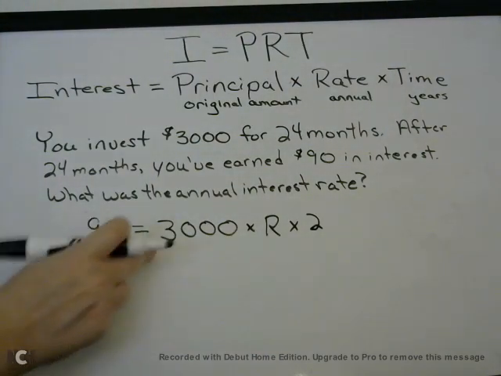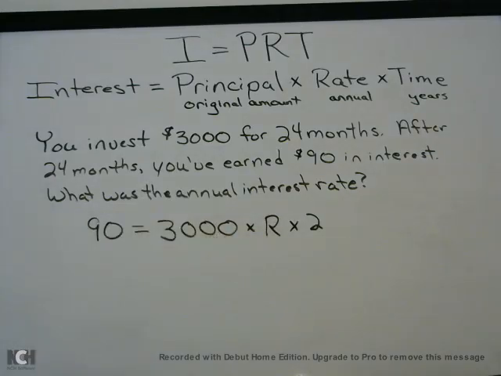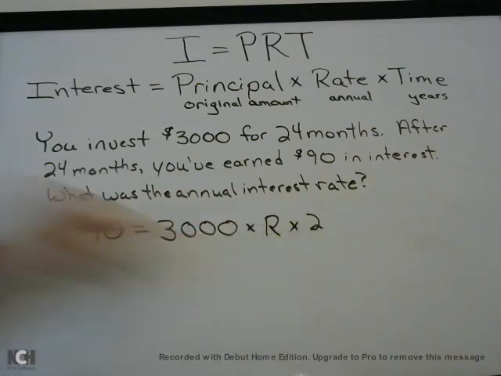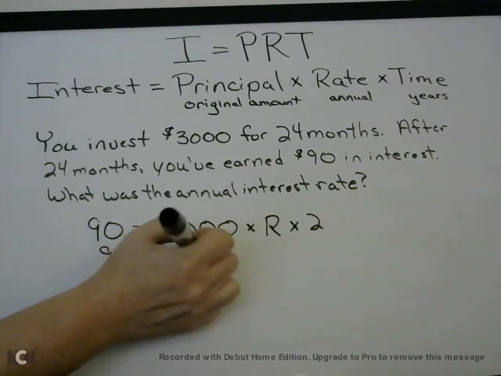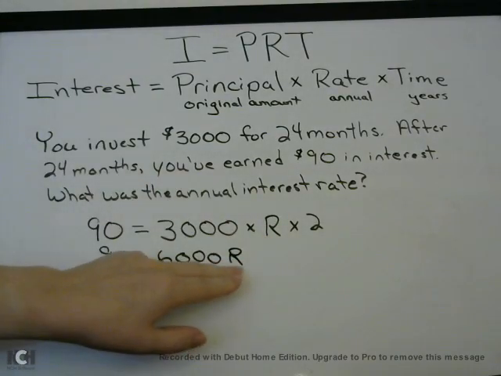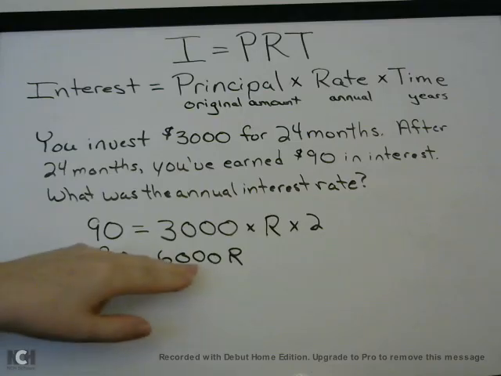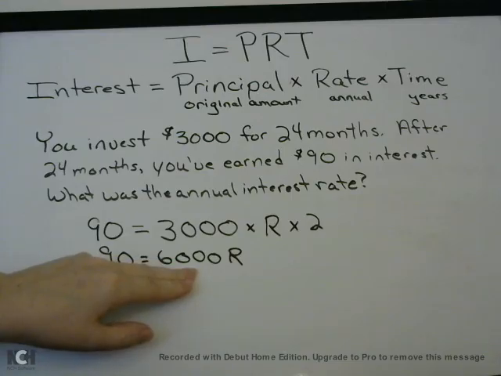So now we have 90 equals 3,000 times r times 2. We have to solve for r, an algebra problem. The first thing we're going to do is multiply the 2 and the 3,000 together. So 90 equals 6,000r. Remember, when you write two things together with a variable, it just means multiplication. So that means 6,000 times r. Now, what times 6,000 will give you 90? Well, in algebra, in order to solve for r, we're going to divide each side by 6,000 because we want to get rid of that 6,000.